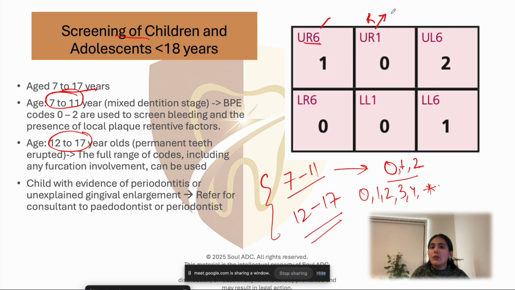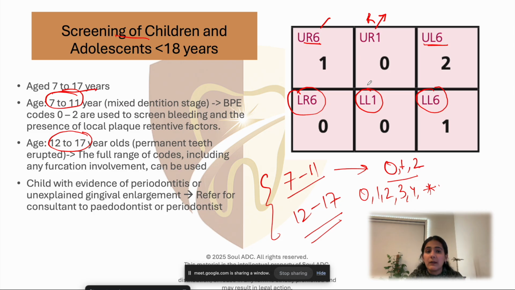So, which tooth is it going to be? This is going to be your 1, 1. Then your upper left, that is your 2, 6. Then this side, if you see, lower left 6, lower left 1 and lower right 6. That's correct. That's what we are going to do. So for your children and adolescents, we are not going to use all the teeth. We are going to look at only specific teeth.